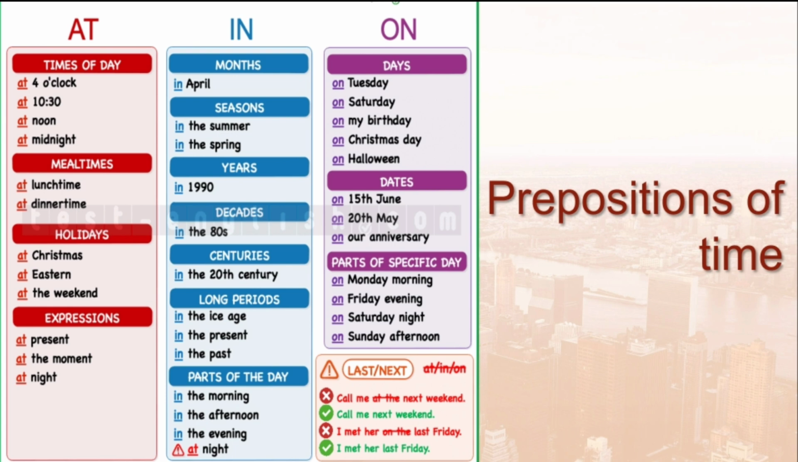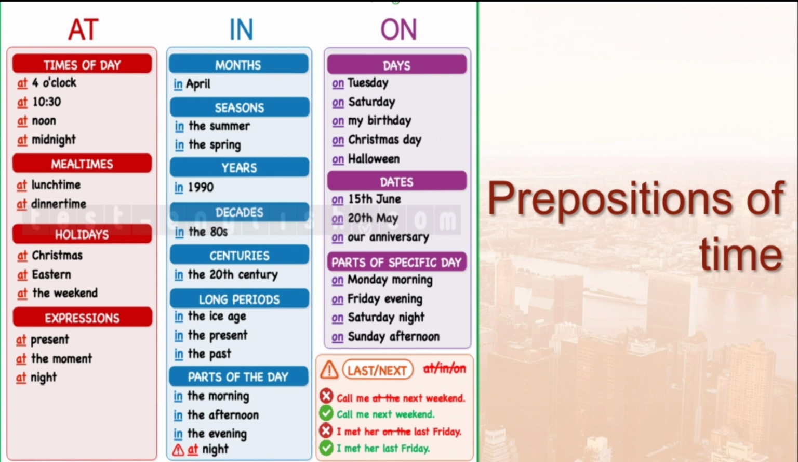And next we move on to the preposition of time on. Children, on is used with days, days of the week and other specific days like on Tuesday, on Saturday, on my birthday, on Christmas Day. Here, Christmas Day refers to the specific day of Christmas, that is 25th December.